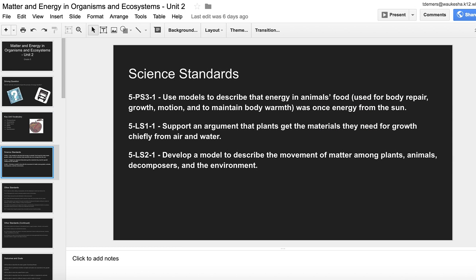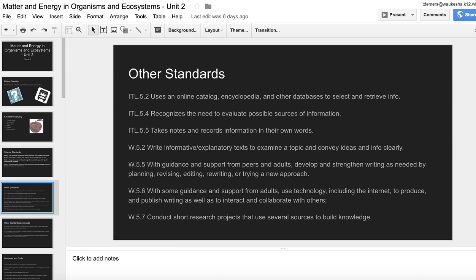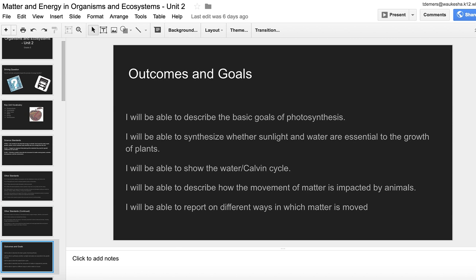Next, you'll find some of the science standards along with other standards. You can read through those on your own. Some of the outcomes and goals for this unit are going to be, you'll be able to describe the basic goals of photosynthesis. So why does photosynthesis occur? You'll also be able to synthesize whether sunlight and water are essential to growth of plants. And you'll be doing that through an experiment that you'll be setting up week one.